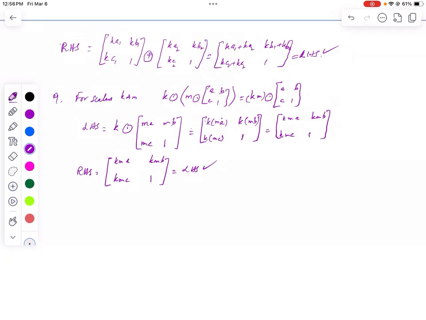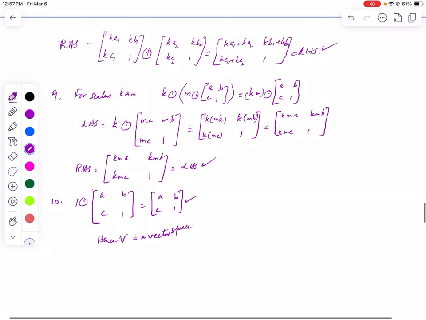This is satisfied. Now the last one, number 10, is 1 into (a, b, c, 1). Notice it will give us a, b, c, 1. So this is also true. Hence B is a vector space. It's a very long problem. Okay, so one more example here.